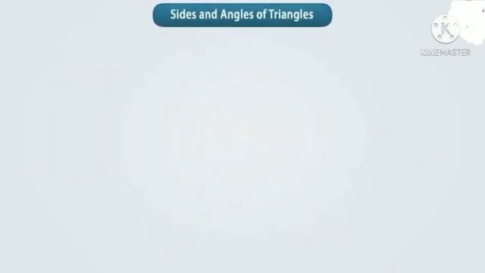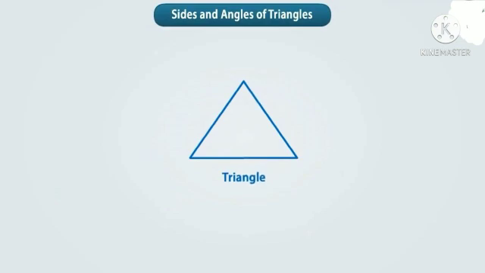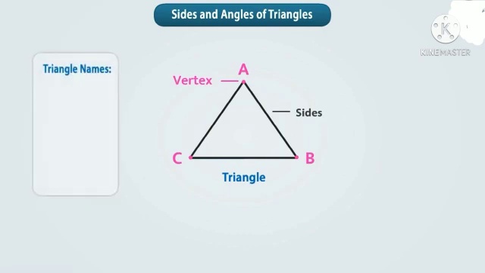Let us join three line segments and make a triangle like this. These line segments are called its sides. The point at which two sides of a triangle meet is known as a vertex. Any triangle has three vertices. Let's name them A, B and C. A triangle is named using the names of its vertices. Like here, we will name the triangle ABC.